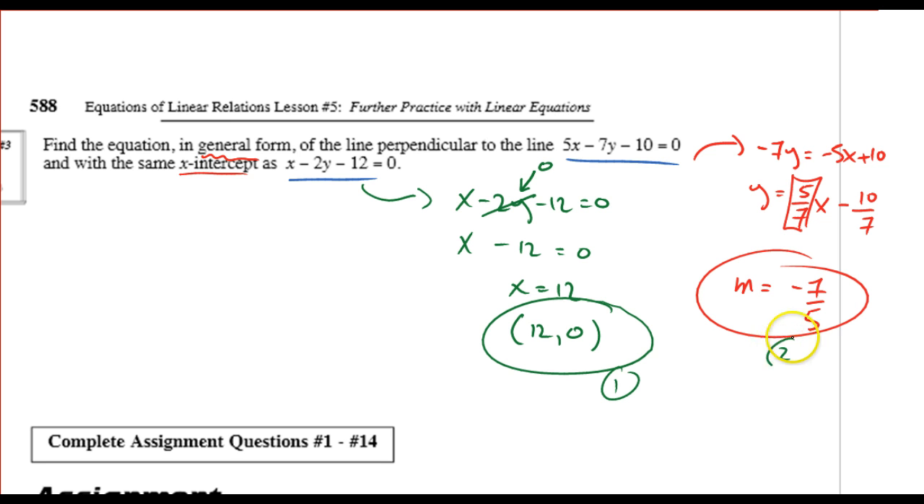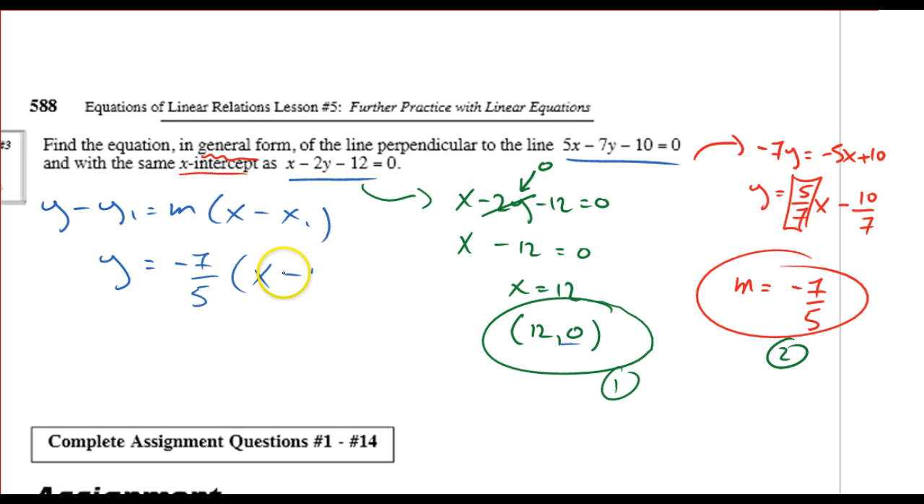All right, so I got my two pieces of information here. There's the point, there's the slope. So right away just jump into your point slope form. y minus y1 equals m(x minus x1). Okay, y minus 0, so I'll leave that again. y minus 0 equals m, negative 7 over 5, times x minus 12. Multiply everything by 5. 5y equals negative 7. I'm going to distribute right away, plus 84.